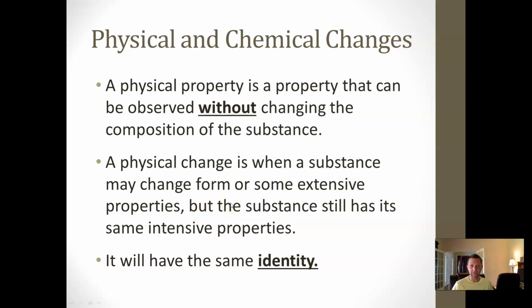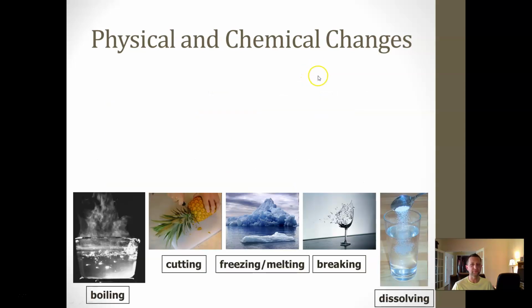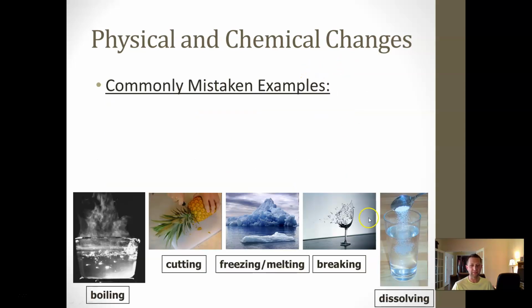A physical change is occurring when you have the same identity before and after. So if you take your shirt and rip it in half, it's still a shirt, right? Half of a shirt and half of a shirt, but still a shirt. Still made out of cotton or polyester or whatever. We'll look at a couple more in the next slide. These are some common examples. I have some on the bottom here you can see: boiling, cutting, freezing, melting, breaking, dissolving. These are all physical changes.